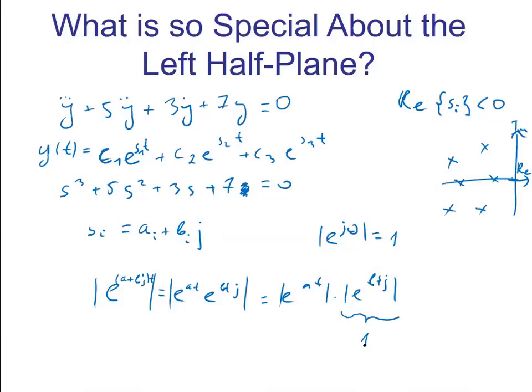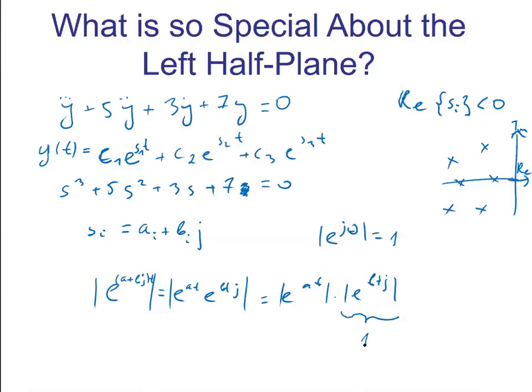Right? So the magnitude of all of those terms will basically be C1 multiplied by the absolute value of e to the power of AT. Now, if A is basically the real part of the complex value S, and A is negative, what will happen when T goes to infinity? The exponent will go to zero. If A is positive, what will happen? We'll go to infinity or minus infinity, depending on the sign of C, right?